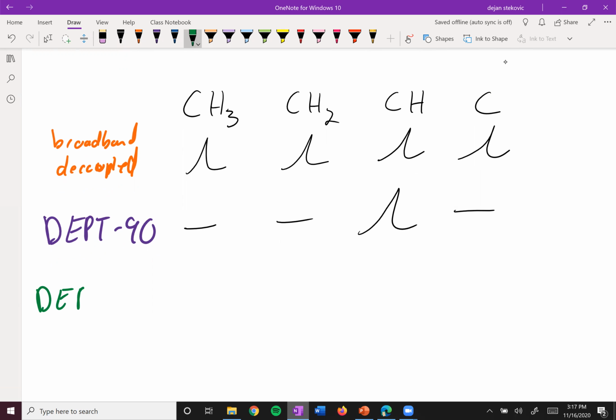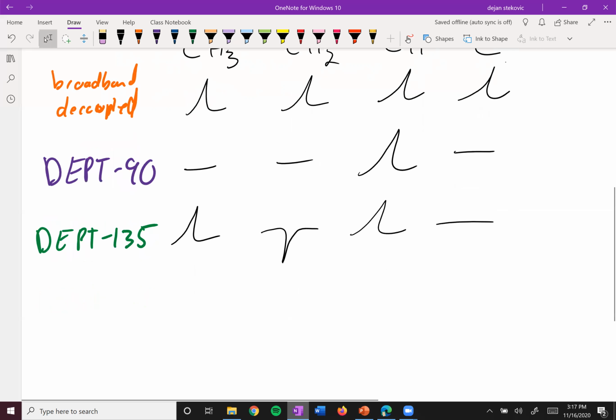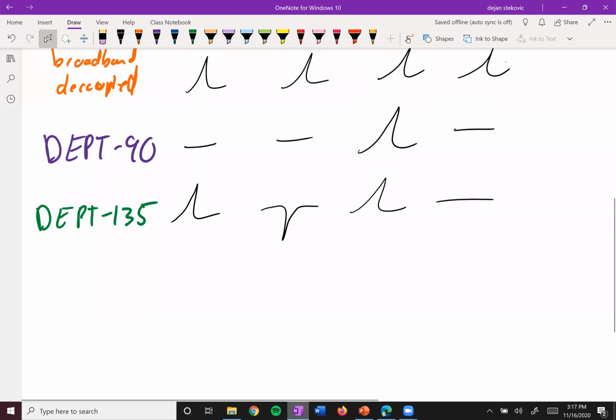And then finally, we have DEPT 135. In DEPT 135, your CH3 peaks show up. Your CH2 peaks show up, but they're upside down. They point down. So I'll show you what I mean in a minute here. Your CH peaks also point up, and then your Cs don't show up at all, right? And so by looking at these three NMRs, you can figure out what kind of carbon you have from this experiment, right? So let's take a look at an example.